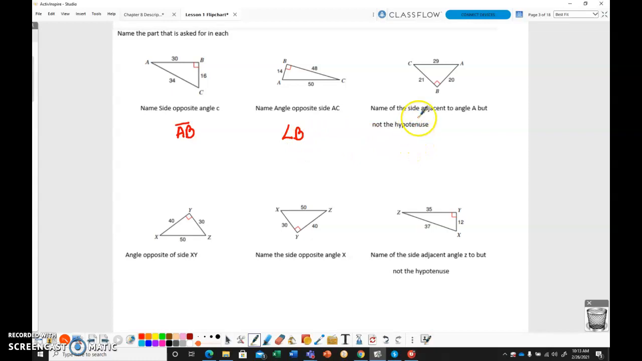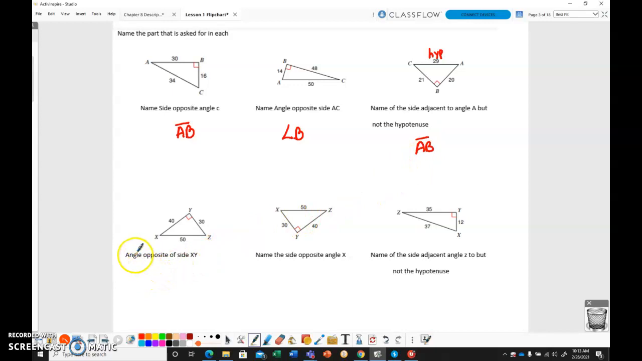Okay, and this one here, we're going to name the side that's adjacent to angle A. Well, first we have to figure out which is the hypotenuse. Remember, the hypotenuse is opposite the 90-degree angle, and they've shown me the 90-degree angle here, so this must be the hypotenuse. So it's not going to be that one. Adjacent means it's touching, so it's not the hypotenuse, so it must be this other piece that makes up angle A. So that's going to be side AB.